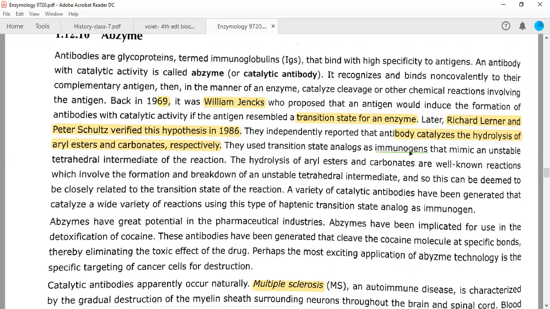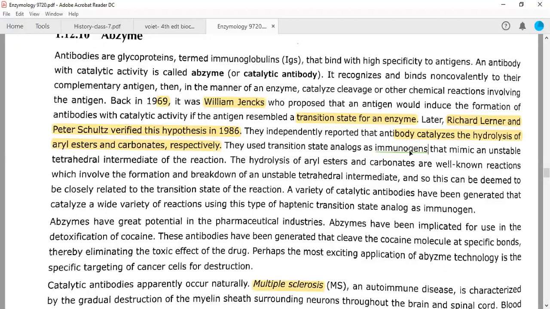So antigen and immunogen, what is the relationship between the two? You need to note this line: all immunogens are antigens, but it is not true in the reverse way, because all antigens are not necessarily immunogens. It can happen that some antigens are not able to mount an immune response. Therefore, all antigens cannot be immunogens.